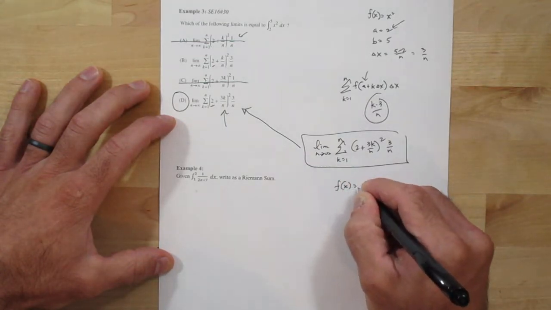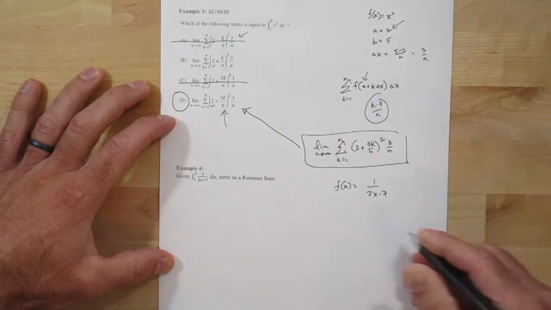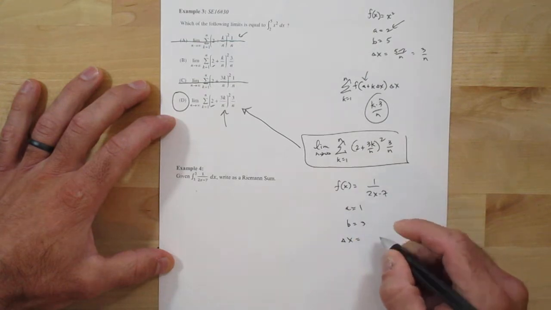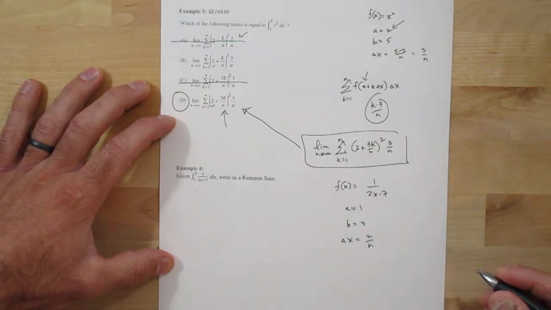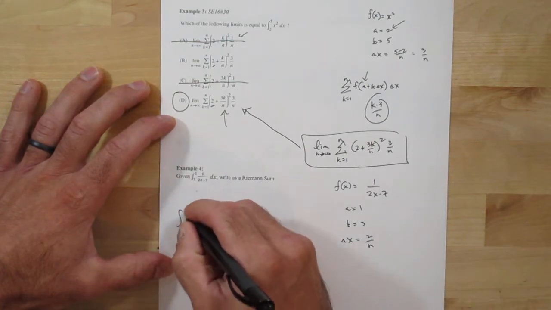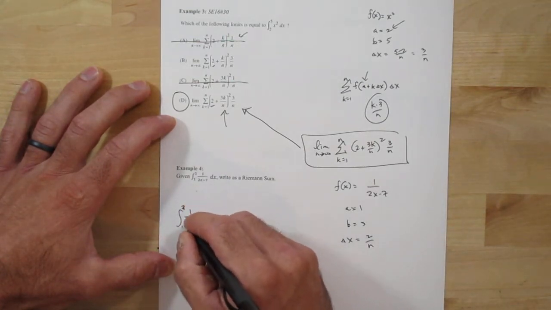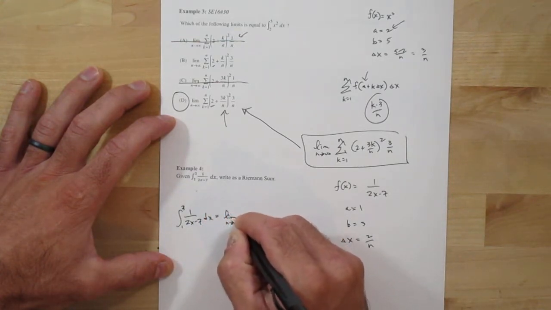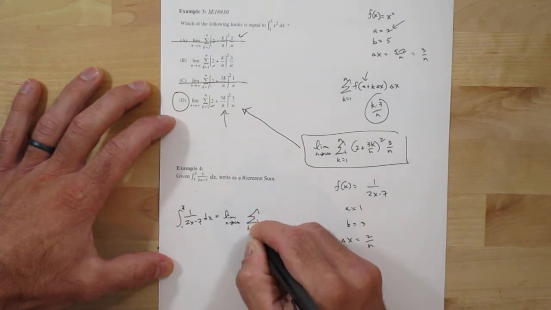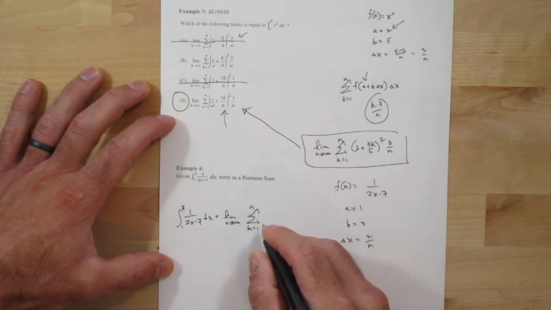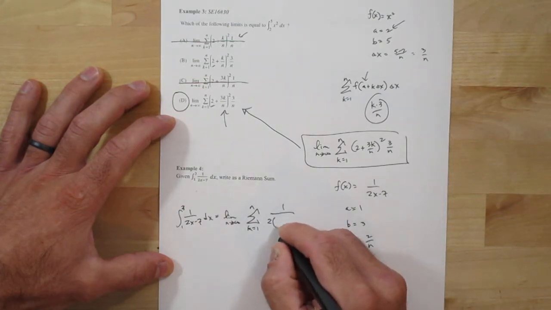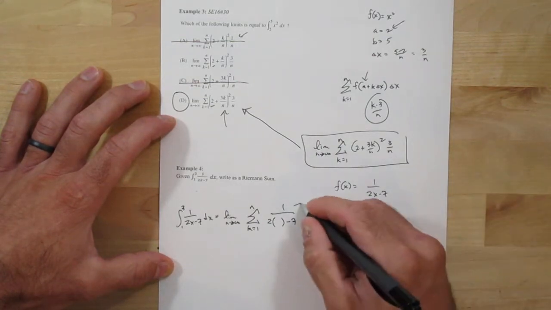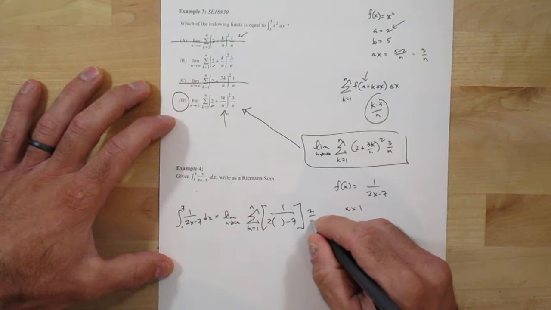So f of x is 1 over 2x minus 7. A is 1. B is 3. And delta x will be 3 minus 1 over n, which is 2 over n. So I could write the integral from 1 to 3 of 1 over 2x minus 7 dx as the limit as n goes to infinity of the sum from k equals 1 to n of f. Well, f is 1 over 2 times x minus 7, times delta x. Delta x we know is 2 over n.